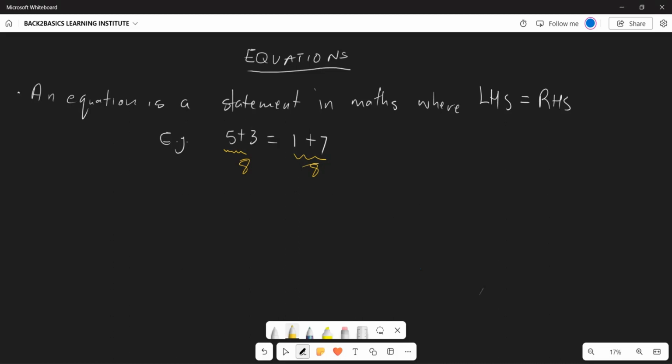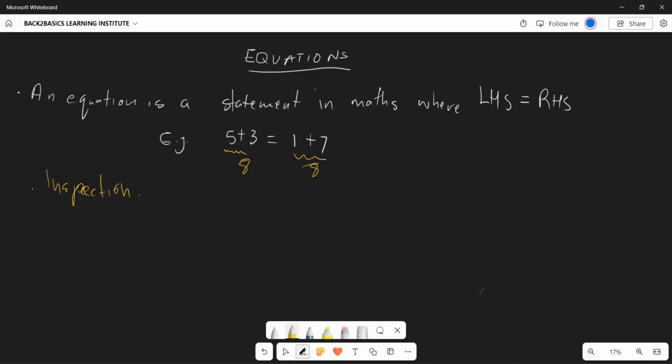Now there are many things that you can do. For example, you can solve an equation by inspection. When we say inspection, it's basically just looking at the problem and solving it, or you can solve it using the actual mathematical calculations.